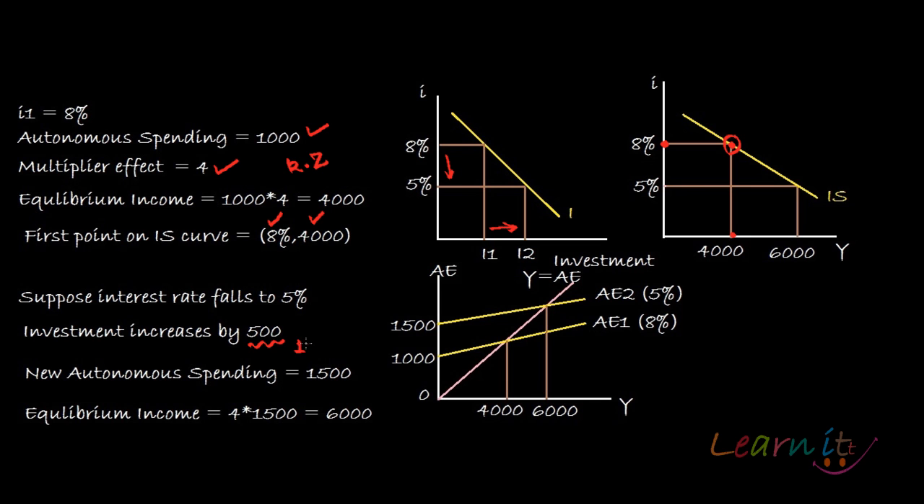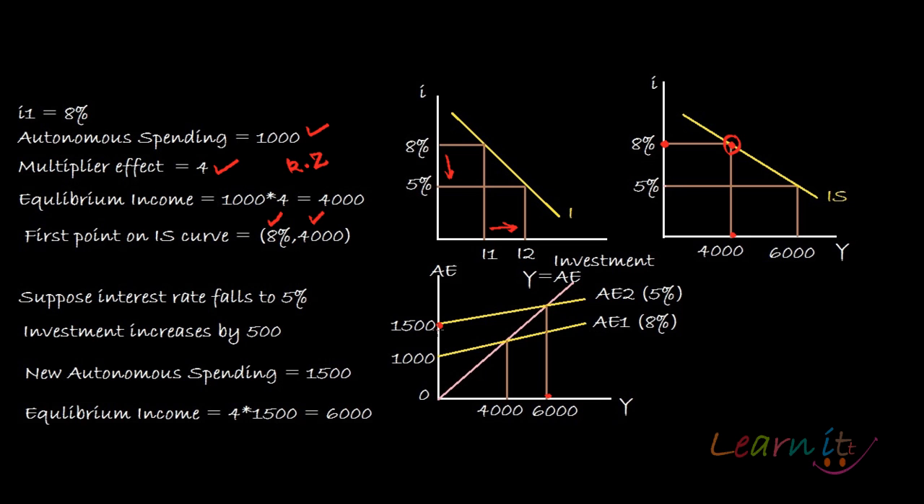Earlier, your autonomous spending was 1000. Now, investment has increased by 500, so your autonomous spending would increase to 1500. Okay, so autonomous spending has increased to 1500. So this is the level of autonomous spending. The multiplier has remained constant at 4. So you can find out the equilibrium income. Equilibrium income would be 6000.